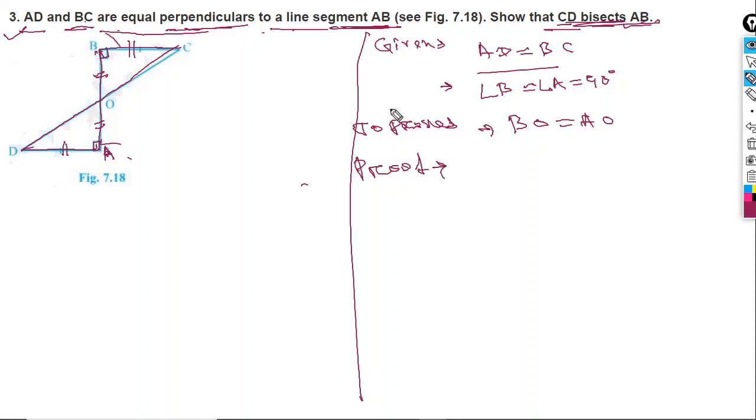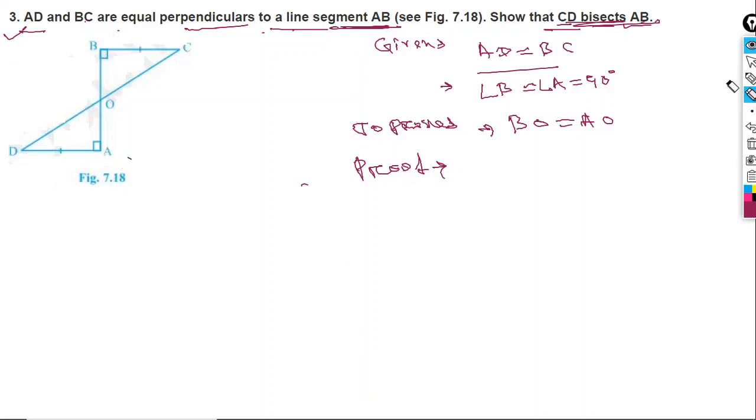Here you can see there are two triangles. We'll clear it. So it is clear now. Now you can see there are two triangles: triangle OBC, or OCB, you can say triangle OBC, and triangle OAD. So we will write in triangle OBC and triangle OAD.